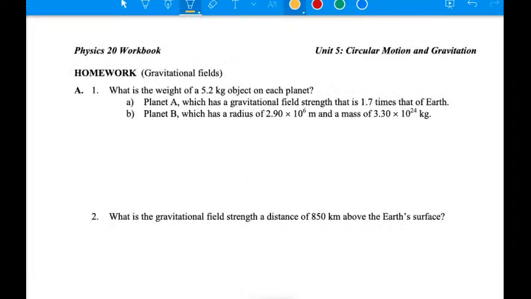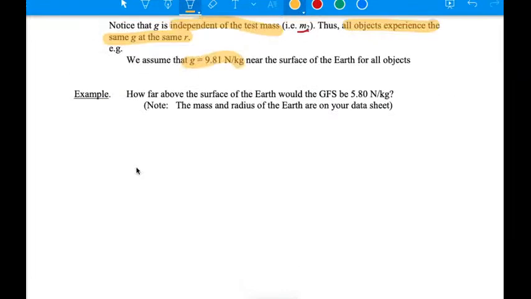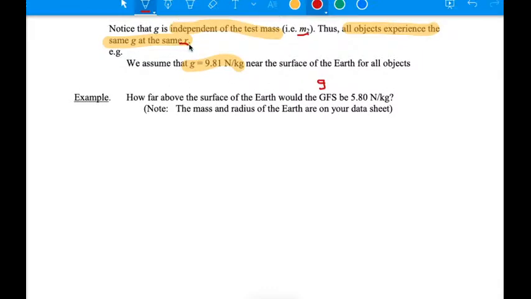Okay, this is our last example. Let's give it a shot. We want to know how far above the surface of the Earth we would need to be for a gravitational field strength, that would be our lowercase g, to be 5.8 newtons per kilogram rather than 9.81. So the farther away, or the bigger our R value, the distance from center to center, gets, the weaker the gravitational field strength would be.